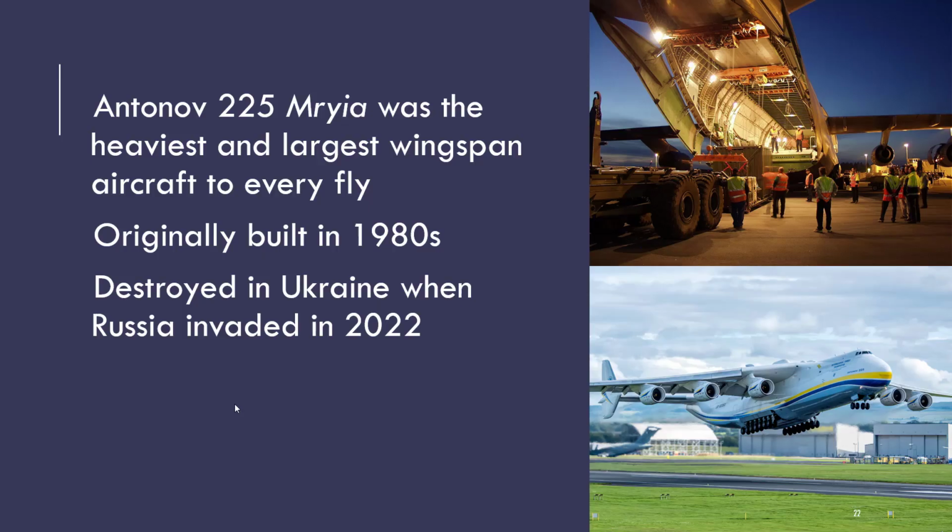The Antonov 225 Mriya was the heaviest and largest wingspan aircraft to ever fly. You can see it down on the bottom taking off. Look at all those wheels for its landing gear. This was originally built in the 1980s in what is now Ukraine, which was part of Russia at the time, the USSR. Then it was Ukraine's plane, and when Russia invaded Ukraine in 2022, they destroyed it. So this guy is no longer able to fly, which is kind of sad.